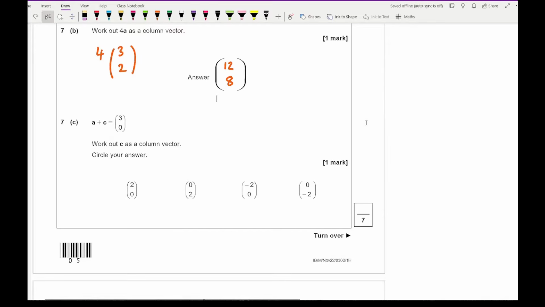Moving on to 7C, it says A plus C equals (3, 0). Work out the column vector of C. So we've got (3, 2) plus something equals (3, 0). So 3 plus something equals 3, well that's got to be 0, and 2 plus something equals 0, so that must be -2, so it's going to be our last option.